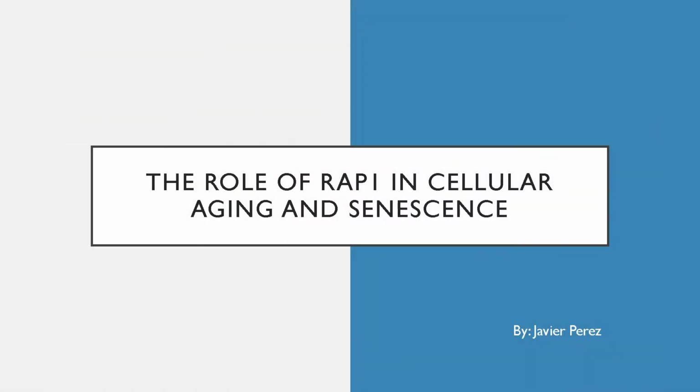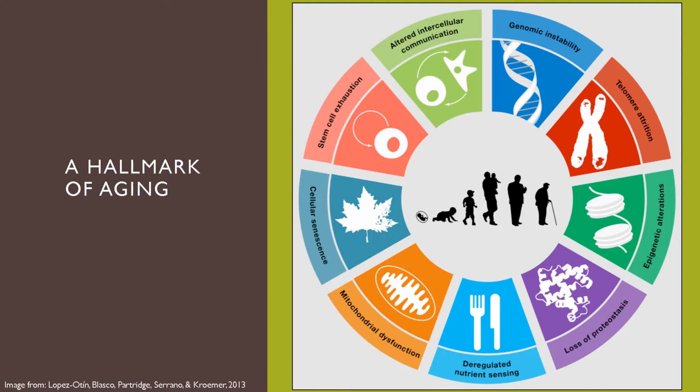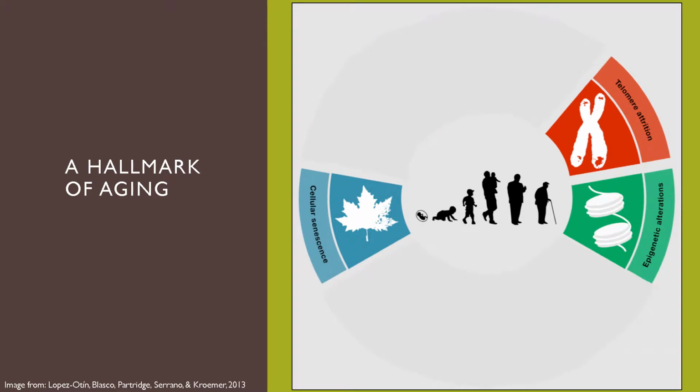Hello. Today we will be discussing cellular aging and senescence and the role repressor activator protein 1 plays in this process. It has been proposed that there are 9 hallmarks of aging. Here we will focus on 3 specific hallmarks: cellular senescence, telomere attrition, and epigenetic alterations. More specifically, we will look at how senescence can be induced by the shortening of telomeres.